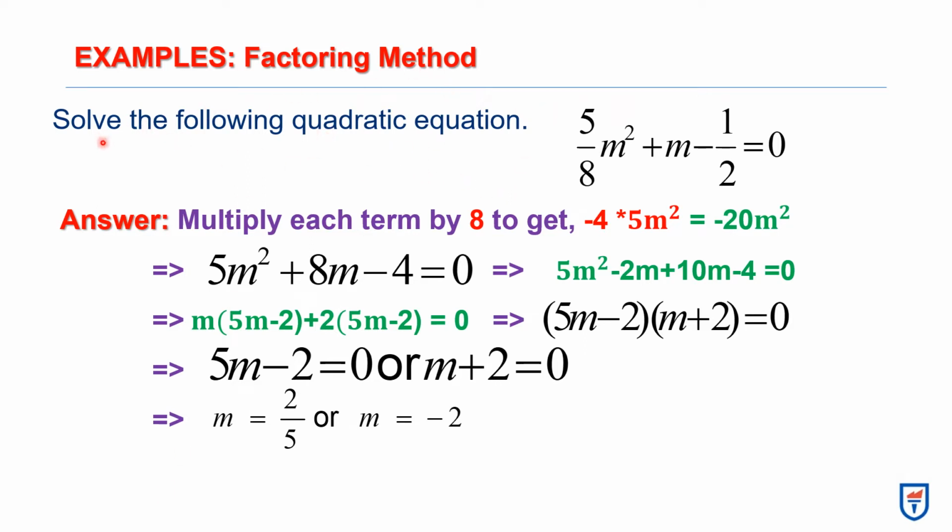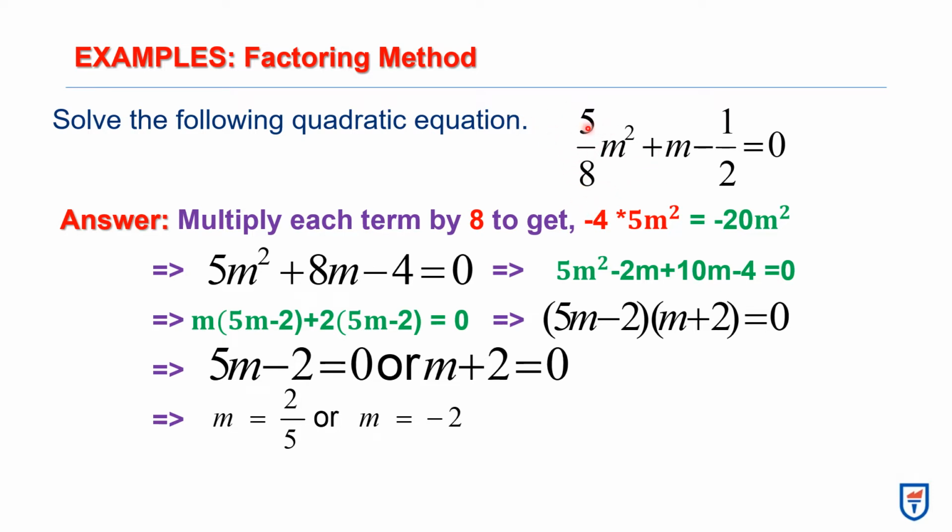Here is the third example of solving a quadratic equation using simple factorization. So we have the question that is saying, solve the following quadratic equation, which is 5 over 8 m squared plus m minus half is equal to 0. When you are solving an equation with a fraction like this, we need to eliminate the fraction. So when you are eliminating the fraction, we have to look for the highest common multiple denominator of every term here. The highest common multiple denominator is 8. So we multiply each and every term by that.